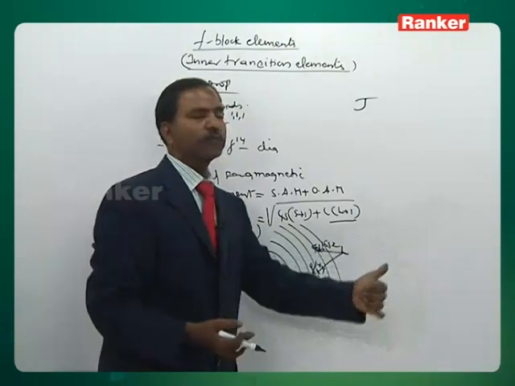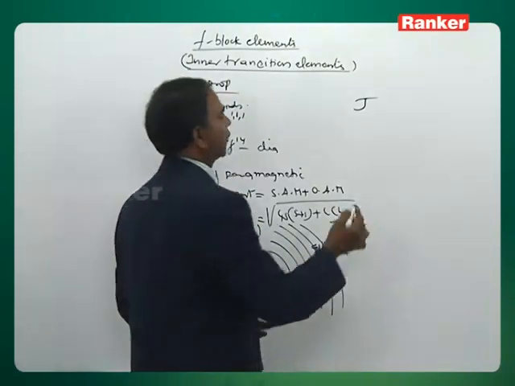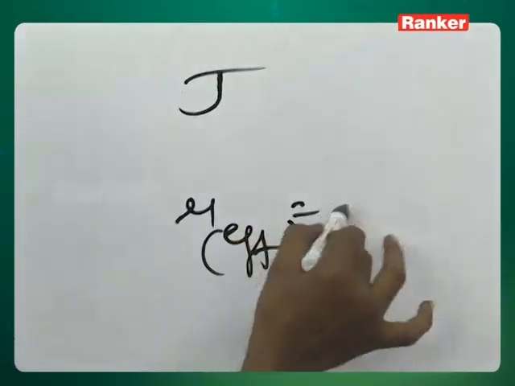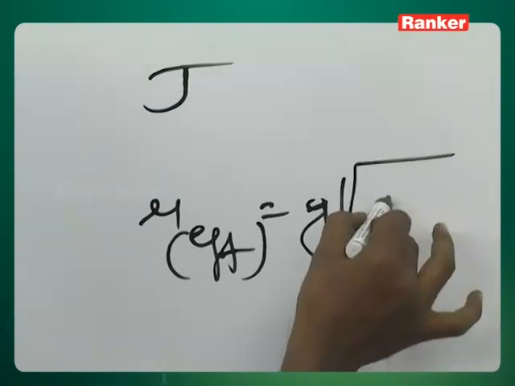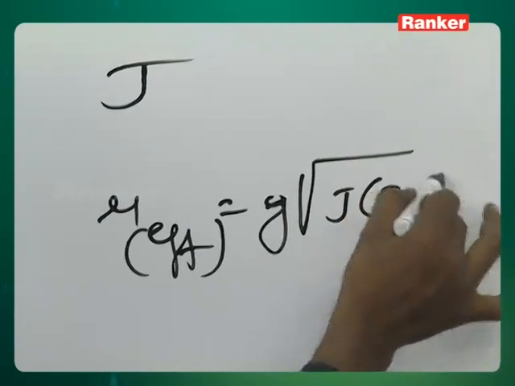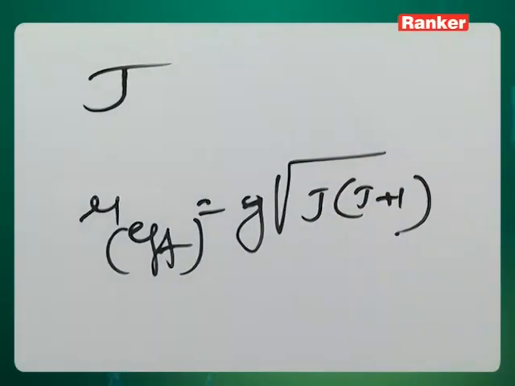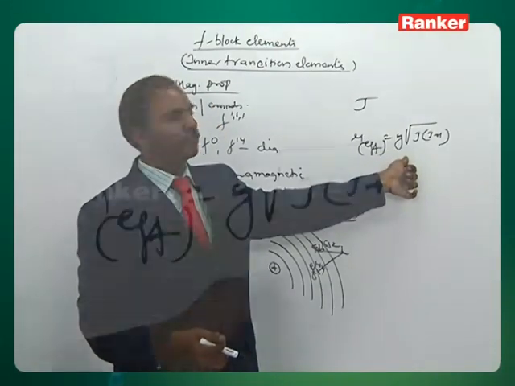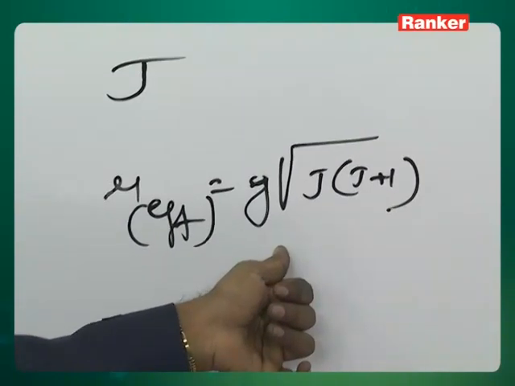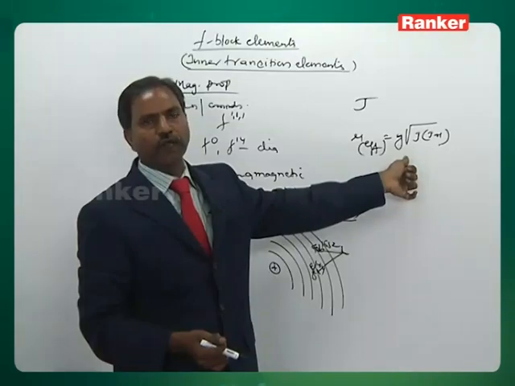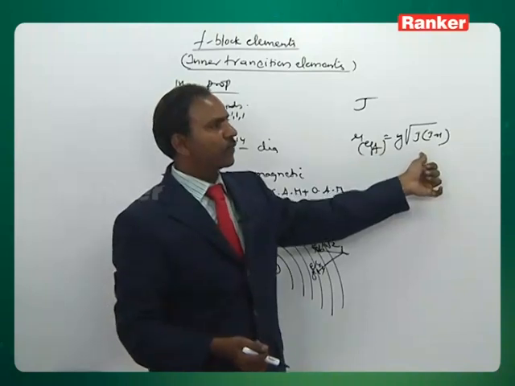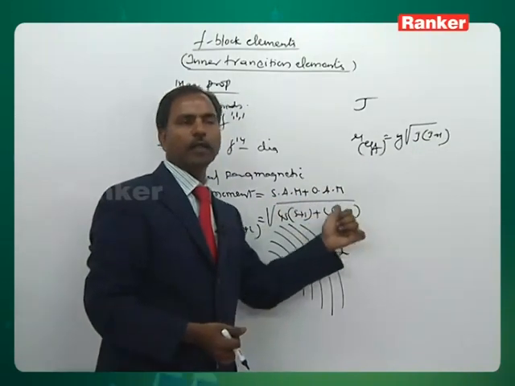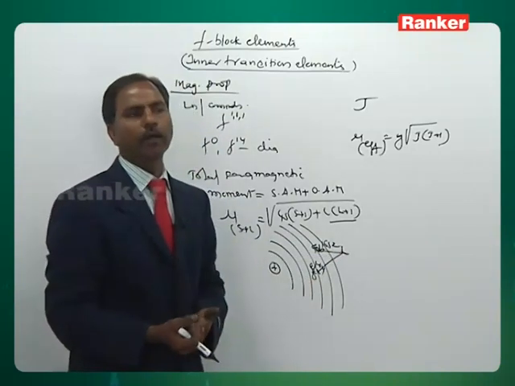Therefore, instead of using such a big equation, you can apply a small equation. Now, mu effective is equal to g into under root of J into J plus 1. This g is already given in the d block elements also. The g stands for gyromagnetic ratio. Its value is 2. And J stands for the resultant of both the spin angular moment and the orbital angular moment.